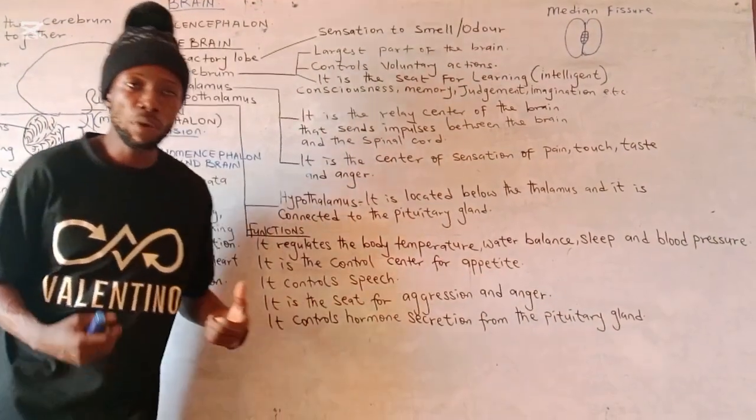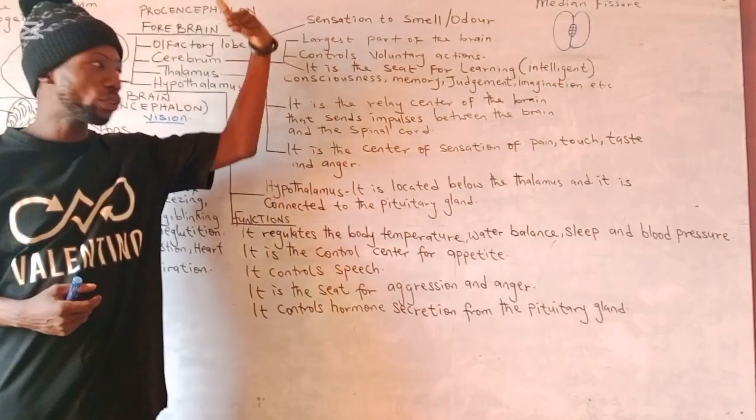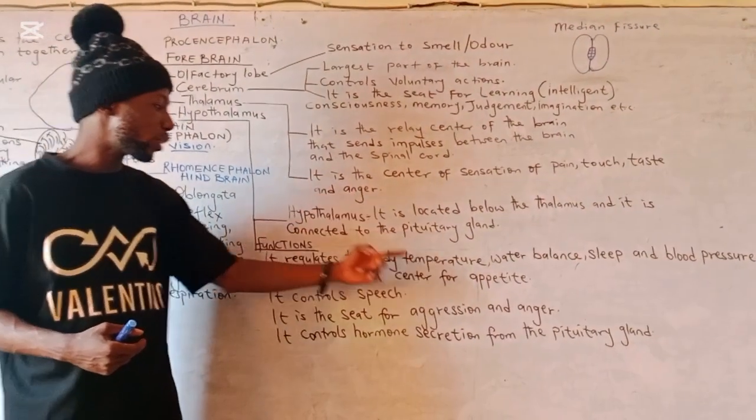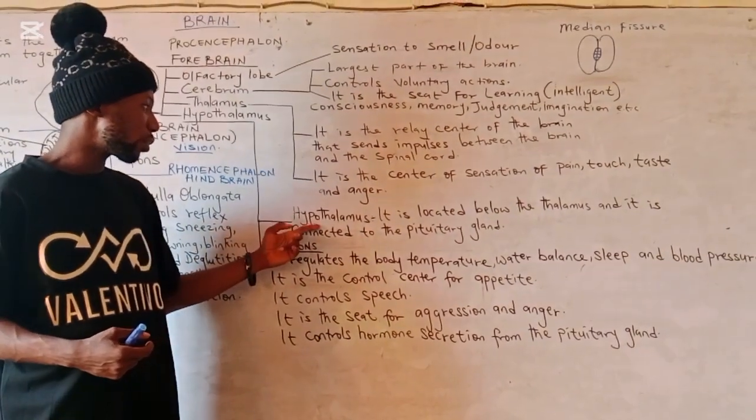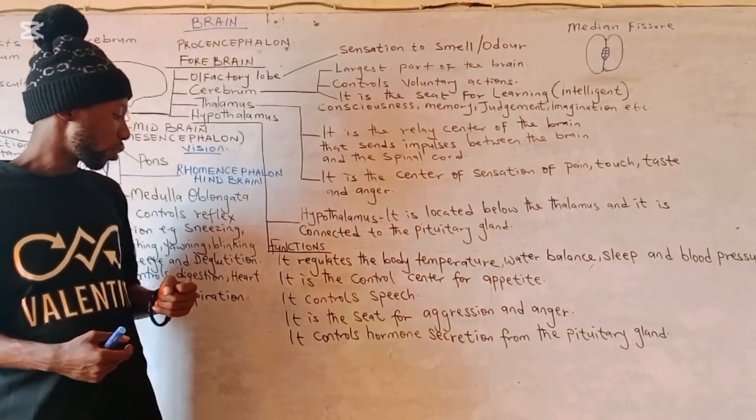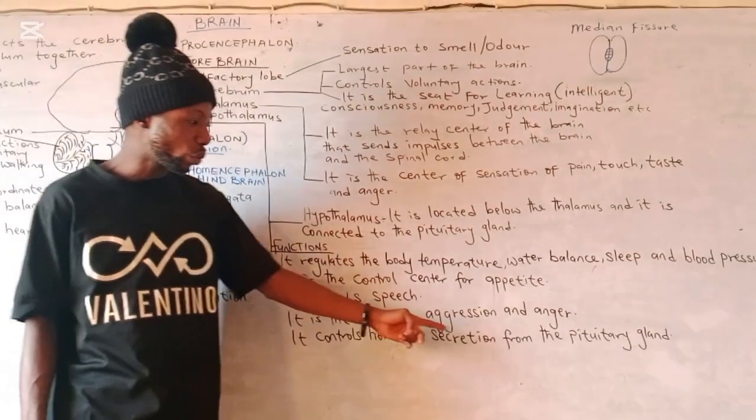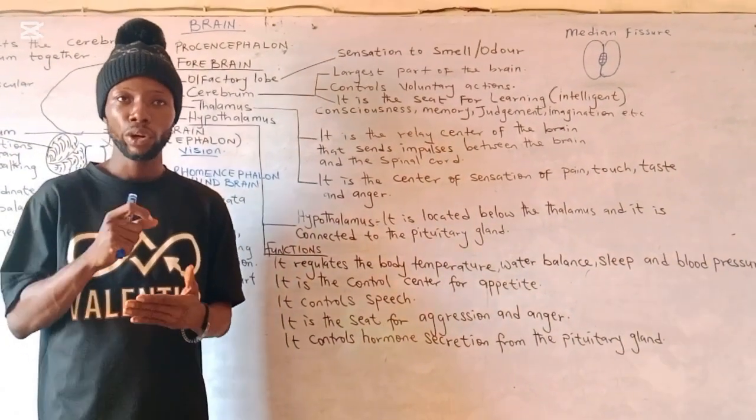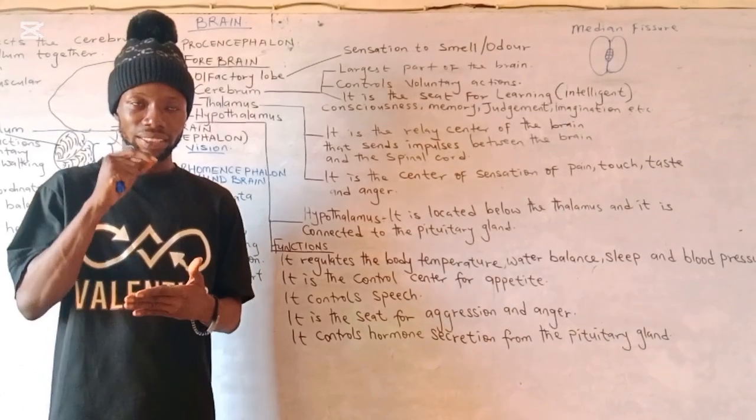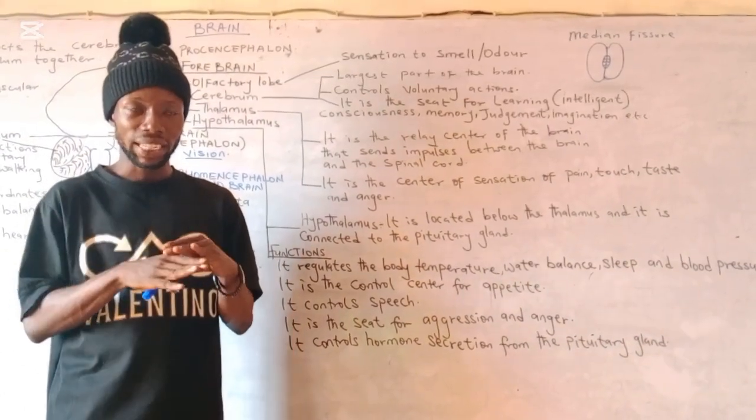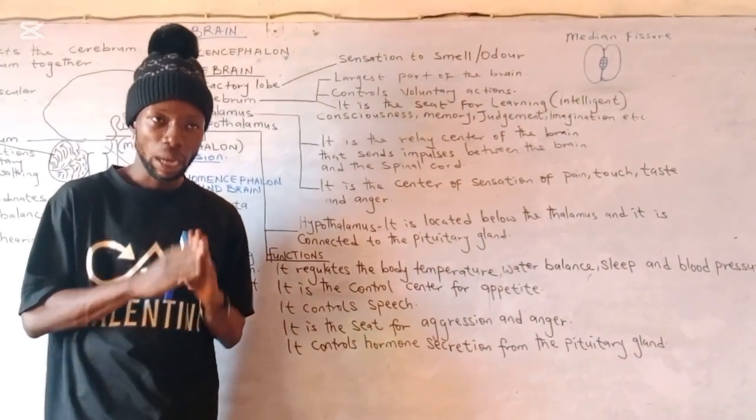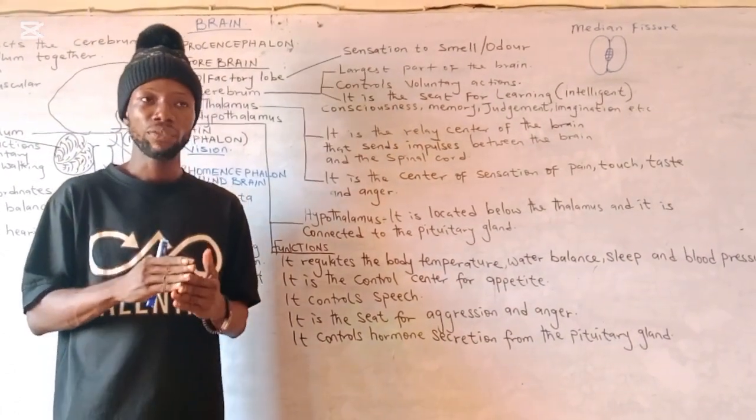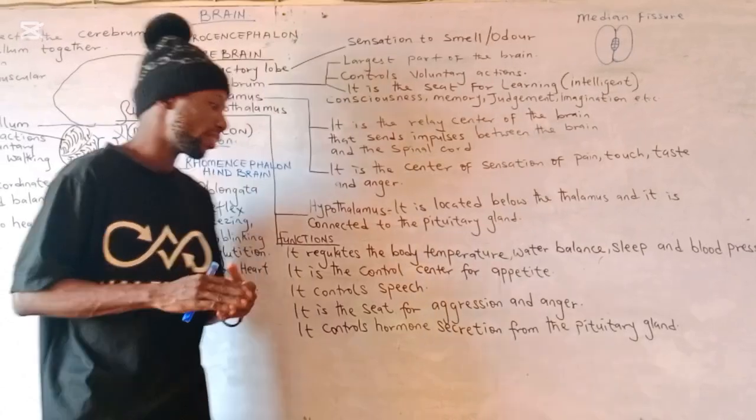This is a common function it has with the thalamus. The thalamus controls anger, as we have it here. So anger is controlled by the hypothalamus and the thalamus. It also controls hormonal secretion from the pituitary gland, because it is the part of the brain that is connected to the pituitary gland through the median eminence. So the hypothalamus controls the activities of the pituitary gland.